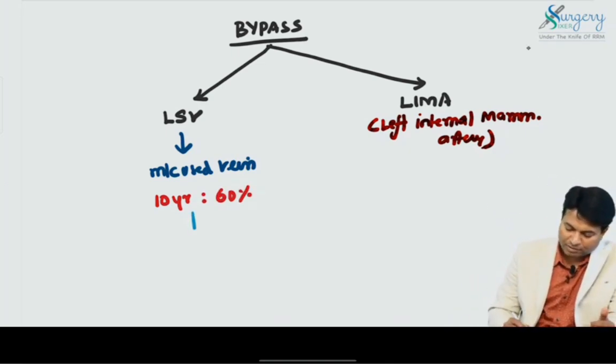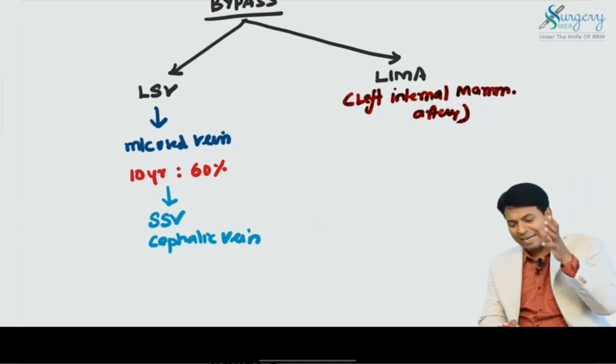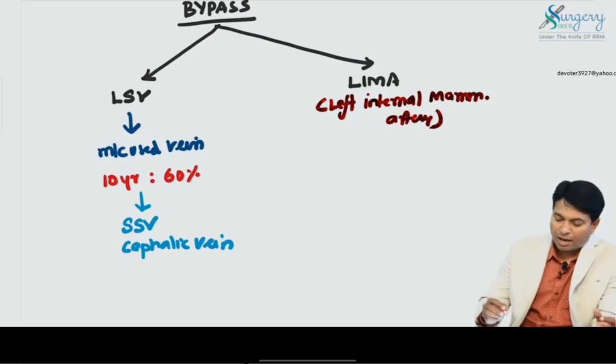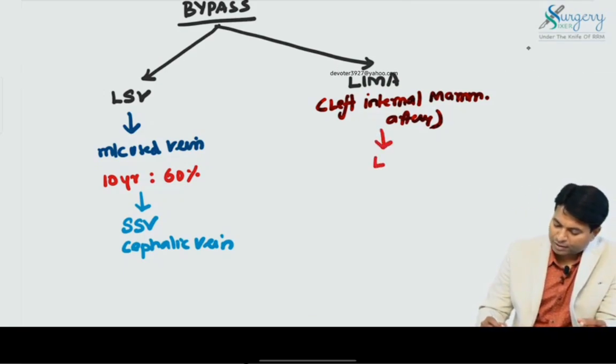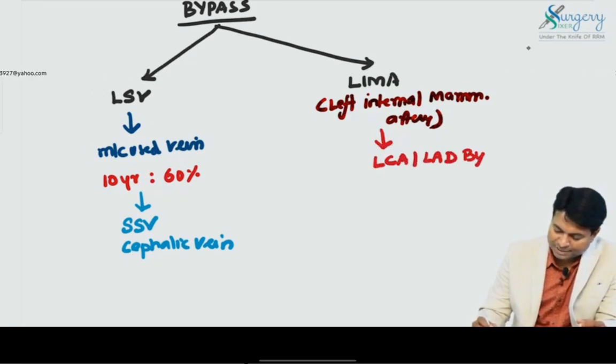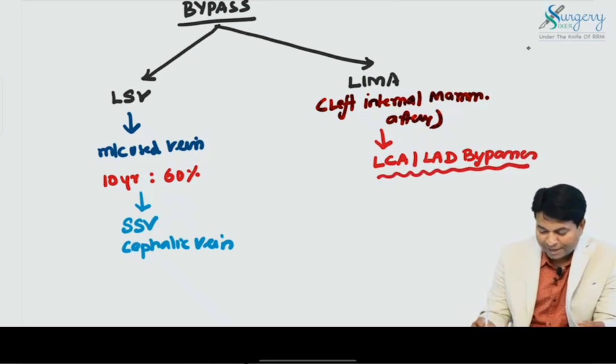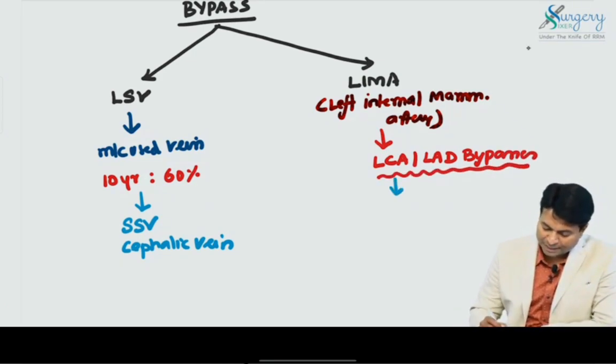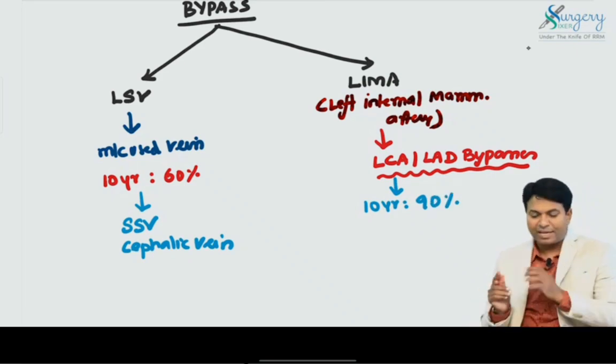What other veins can we use? Other veins, we can use short saphenous vein, we can use cephalic vein also. But whatever it may be, when you use vein, the 10-year patency is 60% only. That is why we mostly use LIMA or the arteries for the left coronary artery and left anterior descending artery bypasses. We use only arteries. For left coronary and left anterior descending artery bypass, we should use LIMA because the 10-year patency is around 90%.